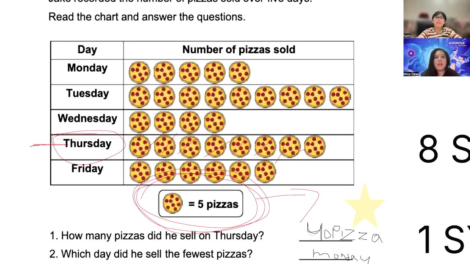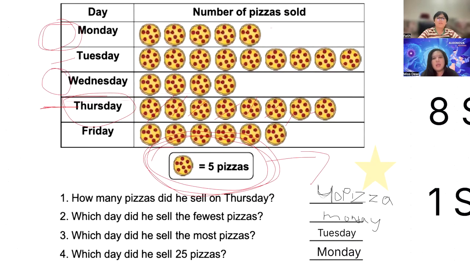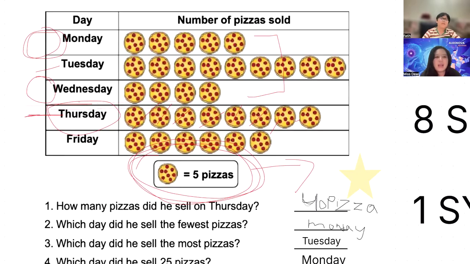Monday? Okay, let's check. Of course, Tuesday is impossible. This day has the highest, the most. Monday, we can consider because we haven't compared it with the others yet. Now we have Wednesday, because when you see the picture, it looks the same actually, but they are not the same at all. Between Monday and Wednesday, which day has the fewest pizzas? Wednesday.